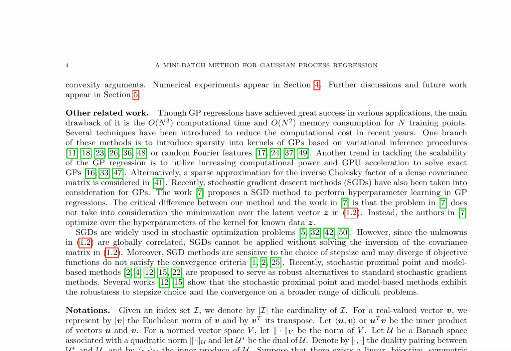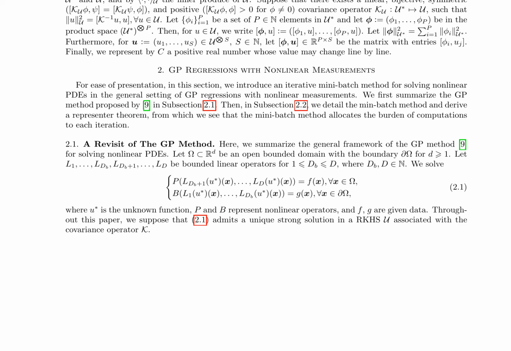For instance, given an index set I, |I| denotes its cardinality. For a real-valued vector v, |v| represents the Euclidean norm, and v^T denotes its transpose. The inner product of vectors u and v is represented as <u, v> or u^T v. For a normed vector space V, ||v|| denotes the norm of v. The paper also uses U to represent a Banach space associated with a quadratic norm, ||·||_U, and U* denotes the dual of U. The duality pairing between U and U* is denoted by [·,·], and the inner product of U is denoted by <·,·>_U.